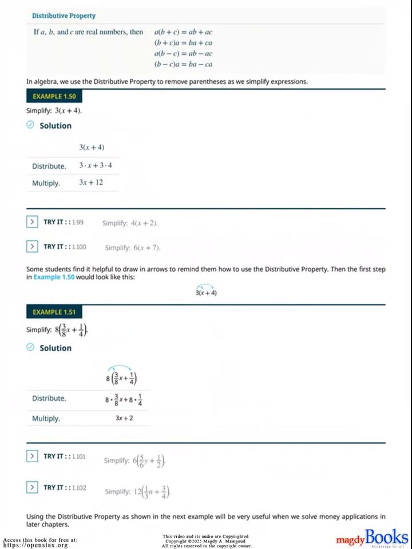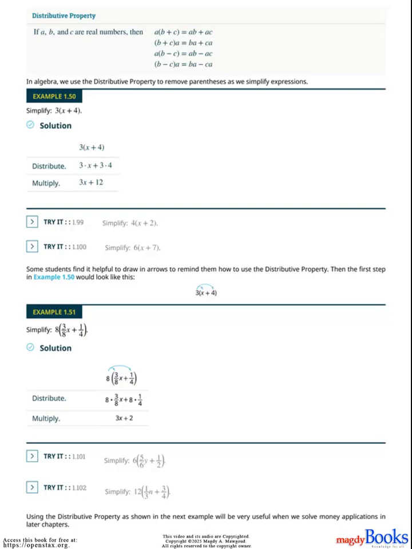Distributive property. If a, b, and c are real numbers, then a times (b plus c) equals ab plus ac, and (b plus c) a equals ba plus ca. Also, a times (b minus c) equals ab minus ac, and (b minus c) a equals ba minus ca.